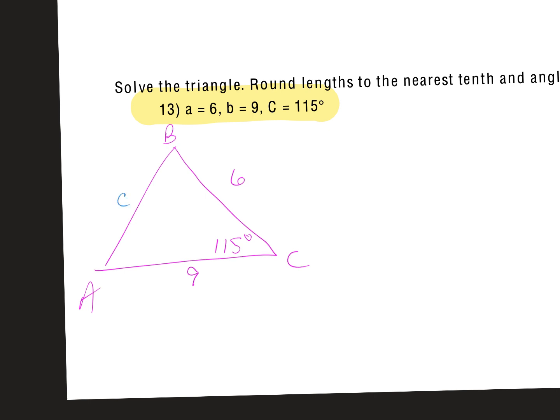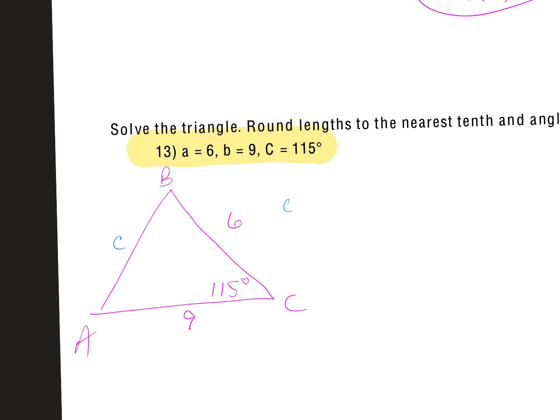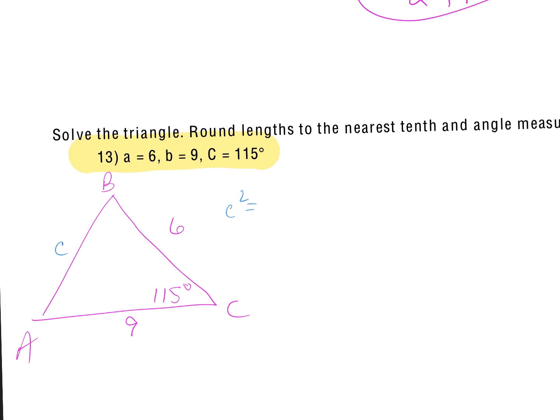But I can find that missing side. I can find C. Now, some of you get hung up on which of the cosine formulas to use. When you set this up, I'm looking for C squared. That means whatever side you're looking for, the angle that's in the problem goes on the other end. So you just take the two sides that you have, 9 squared plus 6 squared, minus 2 times 9 times 6 times the cosine of 115.